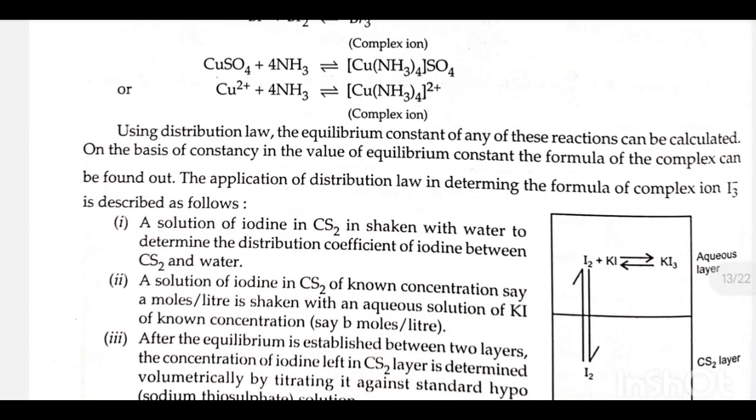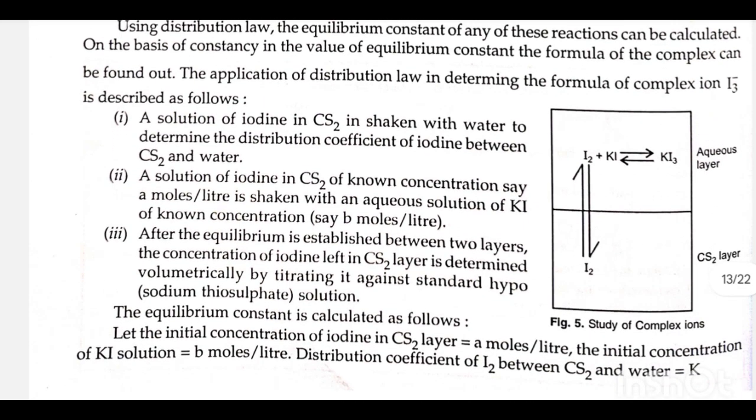Using the distribution law, the equilibrium constant of any of these reactions can be calculated, and on the basis of consistency in the value of the equilibrium constant, the formula of the complex can be found out. The application of the distribution law in determining the formula of the complex ion I3⁻ is described as follows.